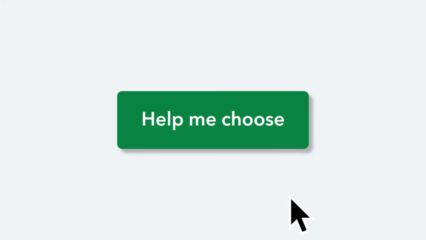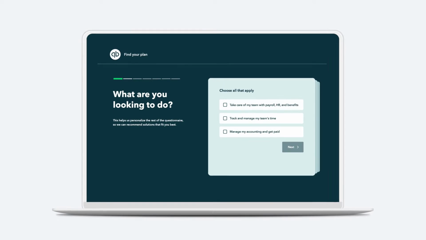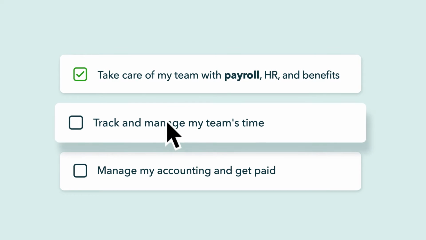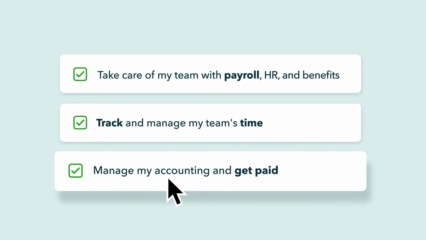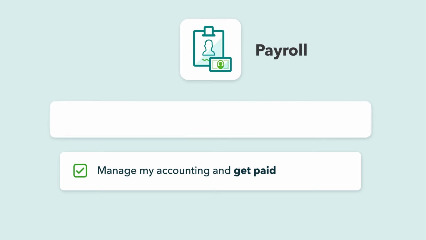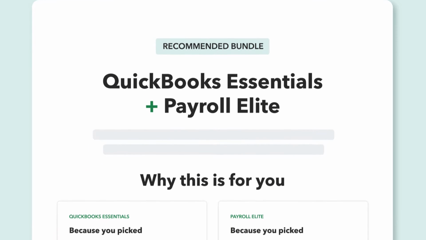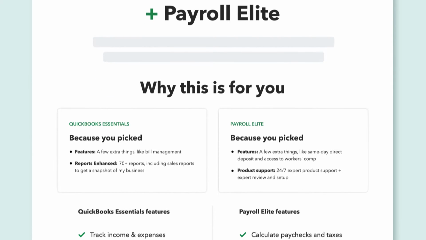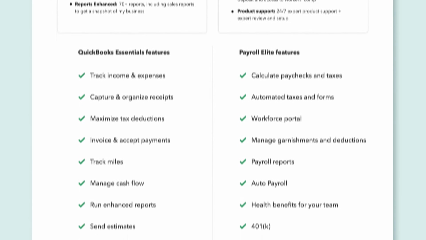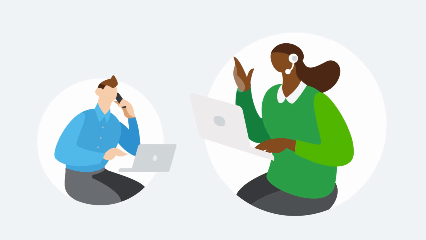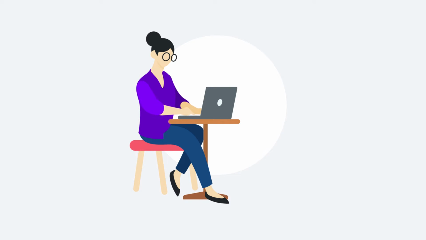If you need help deciding which plan is best for your business, use the online product finder to explore your QuickBooks options and see how you can manage your team, track time, and get paid all in one place with QuickBooks Payroll, Time, and Payments. And with plans for every kind of business, including specially priced bundles, you can find the solution that's right for you. You can also give our experts a call, and they'll help you find the product that suits your unique needs.